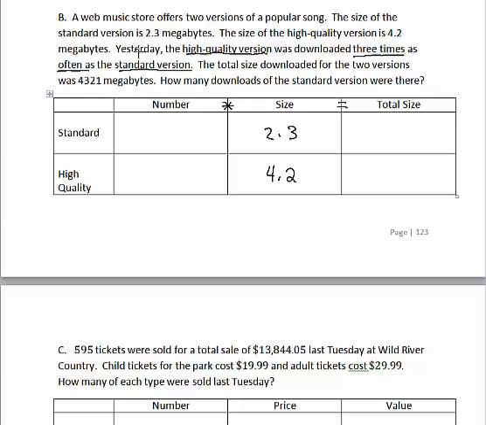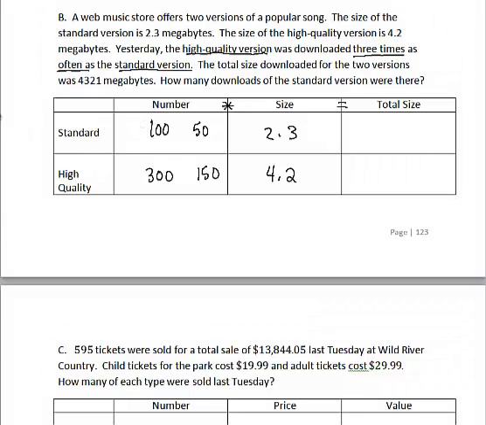So let's say standard version was downloaded 100 times. Well, high quality version was downloaded 3 times that, and so the high quality version would be 300. Okay, well, that's just one possibility. Another possibility is that the standard was downloaded 50 times. In that case, high quality would be 150. Alright, so we can't nail down these numbers without actually solving the problem in terms of a variable, but this does give us an idea as to how they're related.